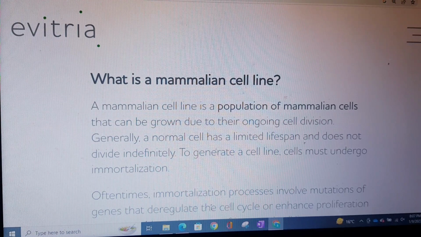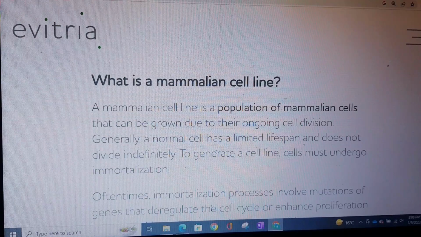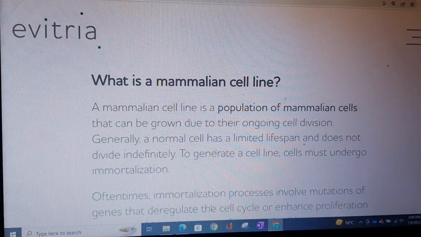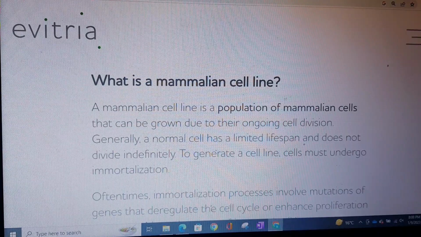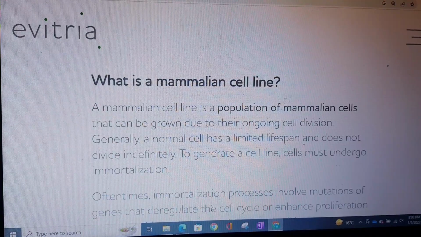Generally, a normal cell has a limited lifespan and does not divide indefinitely. To generate a cell line, cells must undergo immortalization. Normally, in vivo, cellular immortality happens upon the impairment of cell cycle checkpoints, that is, the reactivation or upregulation of telomerase enzyme, or the upregulation of some oncogenes or oncoproteins leading to a higher rate of cell division.